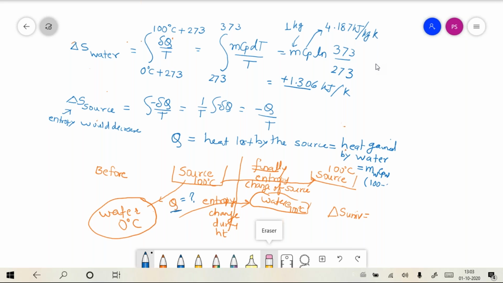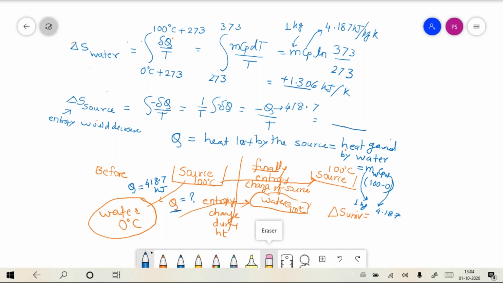Mass of water is 1 kg. Specific heat of water, you know, it is 4.187. So 1 into 4.187 into 100. So the heat transfer value, this Q value, by calculating it as m Cp delta T, comes as 418.7 kilojoules. So once you get this value as 418.7, you calculate now the entropy change of the source.